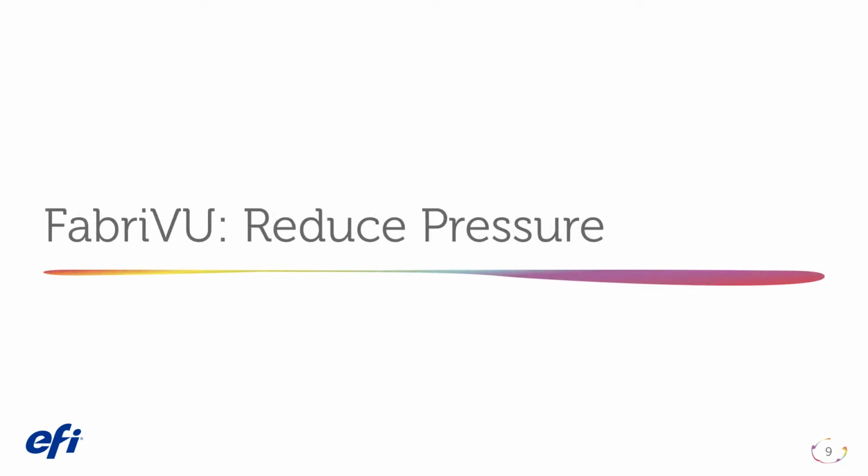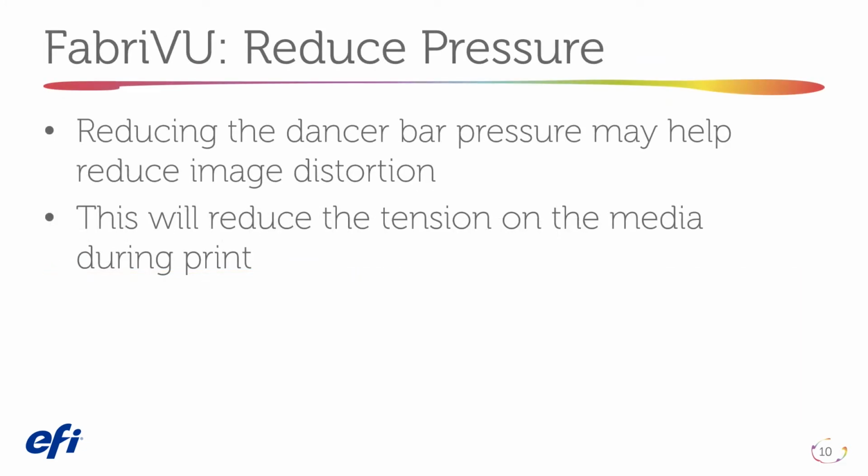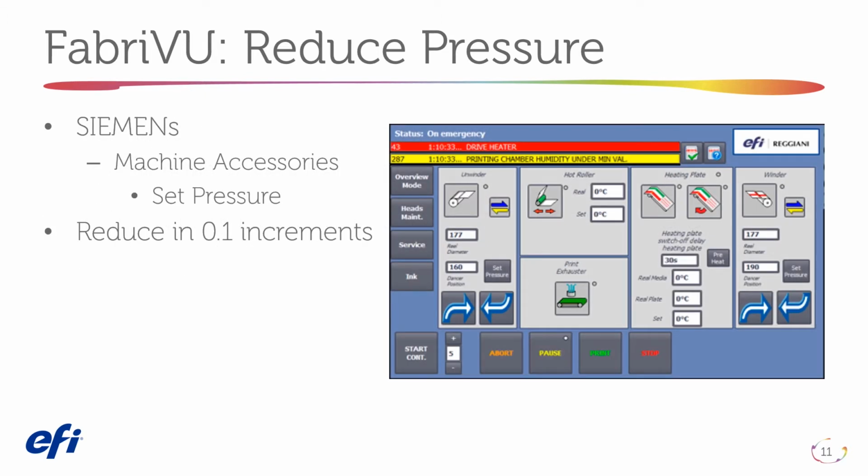Reducing pressure. Reducing the dancer bar pressure may help reduce image distortion. This will reduce the tension on the media during print. Adjusting dancer pressure is done on the FabriVU Siemens control panel. Machine accessories, set pressure. Reduce the pressure values in 0.1 or 10% increments until image distortion is corrected.